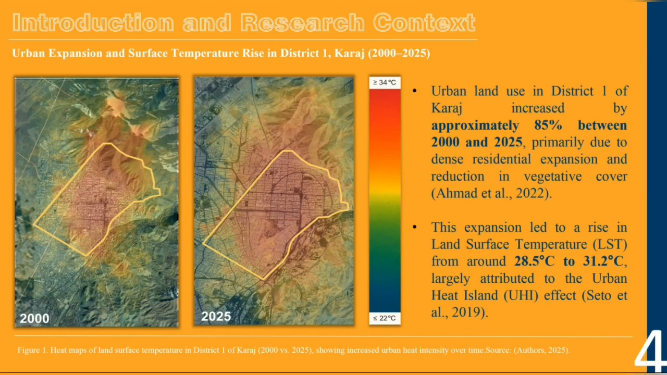The rapid urbanization of Iranian cities, especially in semi-arid regions like Karaj, has led to increased carbon dioxide emissions and urban heat island effects. Urban green infrastructure, or UGI, plays a crucial role in mitigating these effects by promoting sustainable and livable cities.